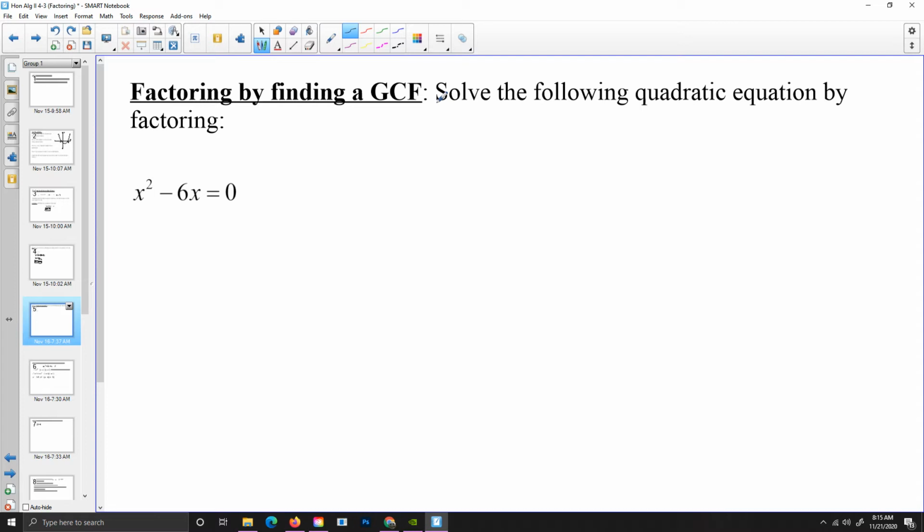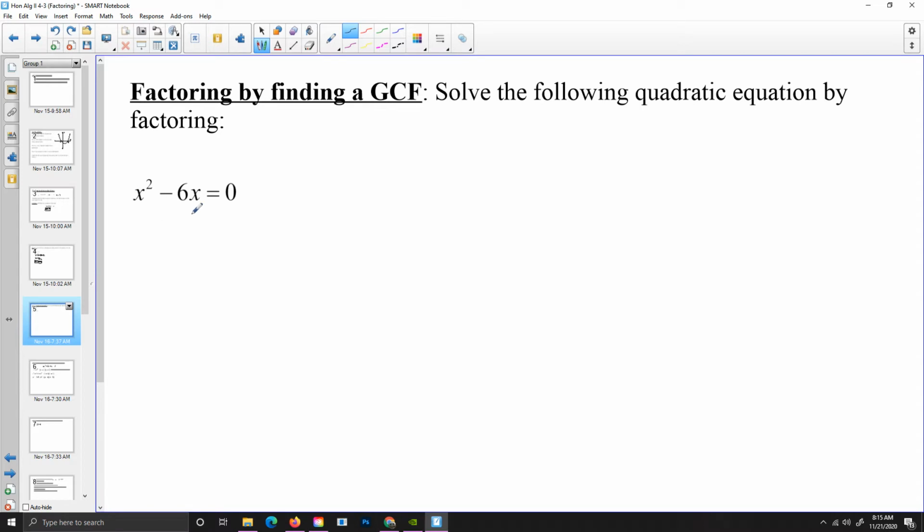Factoring by finding a GCF. Solve the following equation by factoring. Now, in general, you should always check to see if there's a greatest common factor. Even if it's just a numerical value, you might be able to make your factoring a little bit easier.